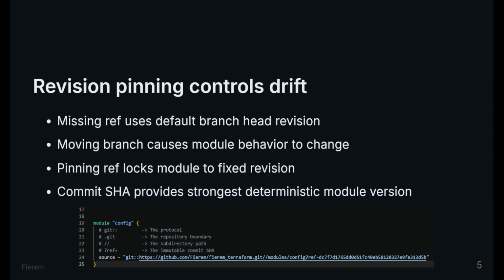If a Git source omits ref, Terraform uses the default branch referenced by HEAD. That means module behavior can change when the branch moves, even if the root configuration did not change. Pinning to a tag, branch, or a full commit SHA controls what code Terraform installs. A branch is still mutable, a tag is usually more stable, and a commit SHA is the strongest way to make the module source deterministic.